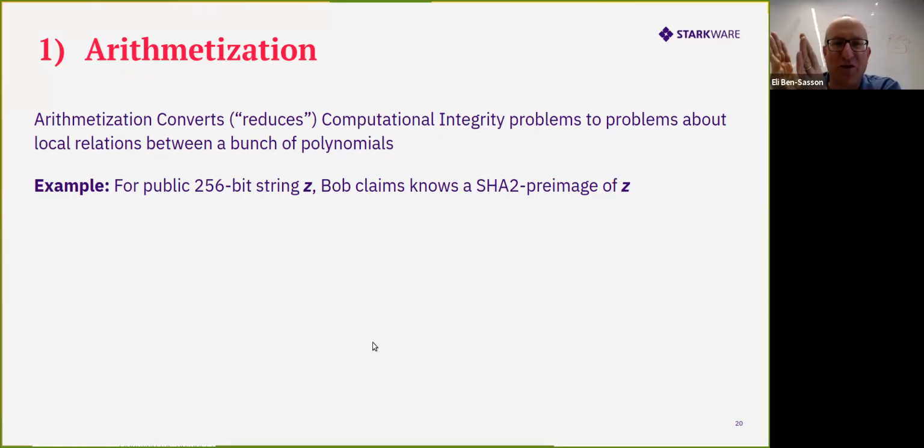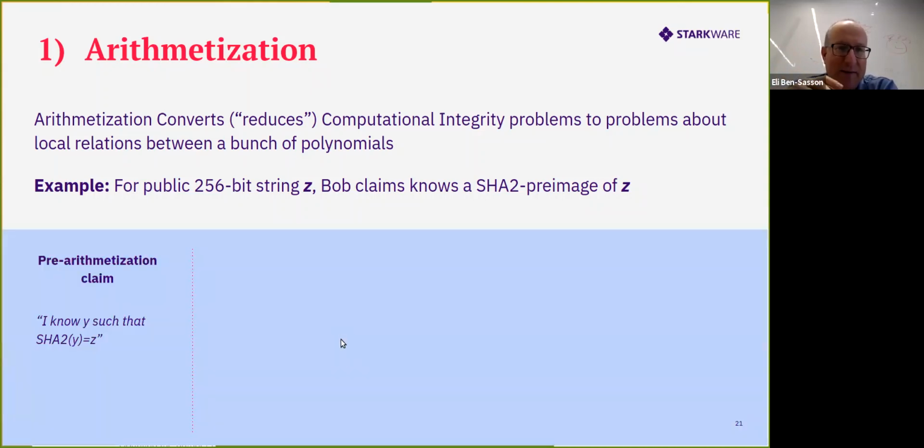It takes a computational problem. For example, the statement could be: there's some 256-bit string Z, and Bob is claiming that he knows a preimage of Z under SHA-2. That's a very computational statement. And what arithmetization does is it transforms it. Can you please go to the next slide? It transforms it, let's move to the next slide.